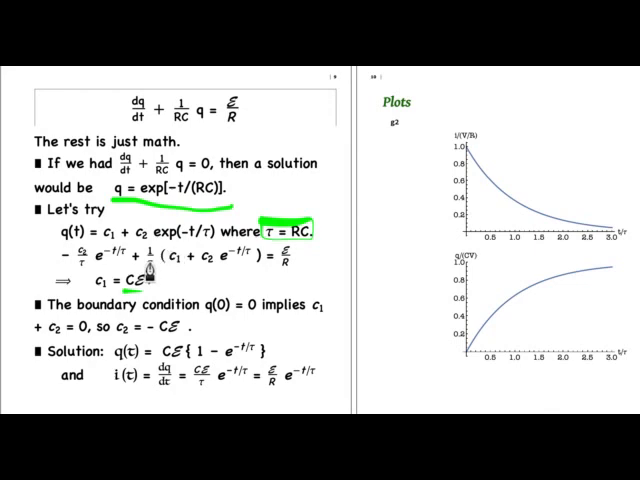C1 divided by tau is E over R. So C1 is E times tau. Tau is RC divided by R. The R's cancel. I get C times E.